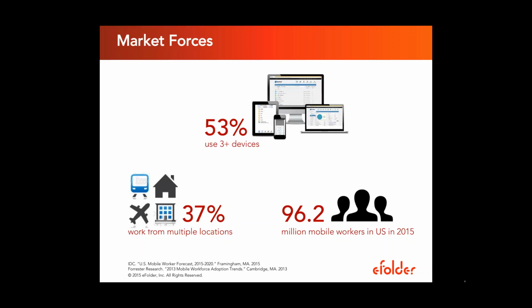Another trend we are seeing is that many employees use multiple devices to get work done. In the same Forrester survey, 53% of respondents reported that they are using at least 3 devices for work. This can include desktops, laptops, tablets, and smartphones. What these stats mean is that employees are now able to work anywhere, anytime using any device, making them more productive. A study done this year by IDC Research found that there are currently 96.2 million mobile workers in the United States. This number is expected to grow to 105.4 million in 2020.